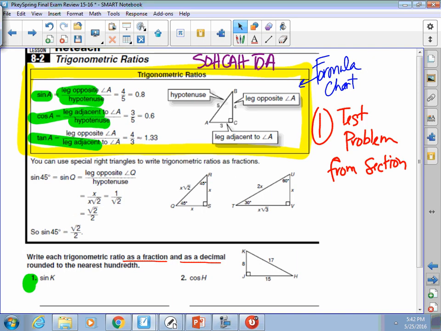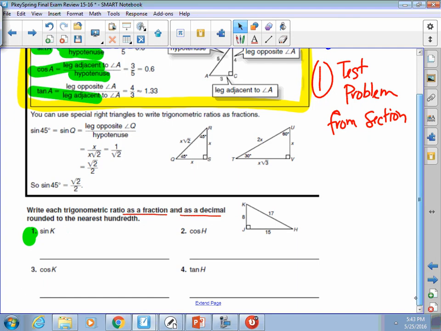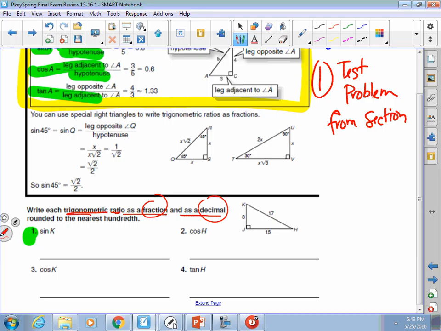And then we're going to get into SOHCAHTOA. So it's on the formula chart. I've highlighted the key information. You're going to have one test problem from this section. Now, the key thing to this is they want the answer, the ratio. This is important. They want the trig ratio as a fraction and as a decimal.